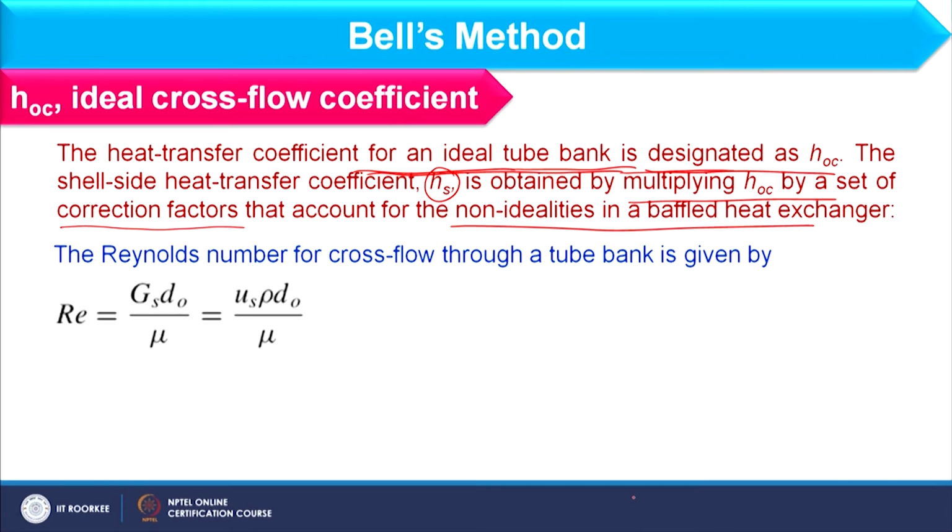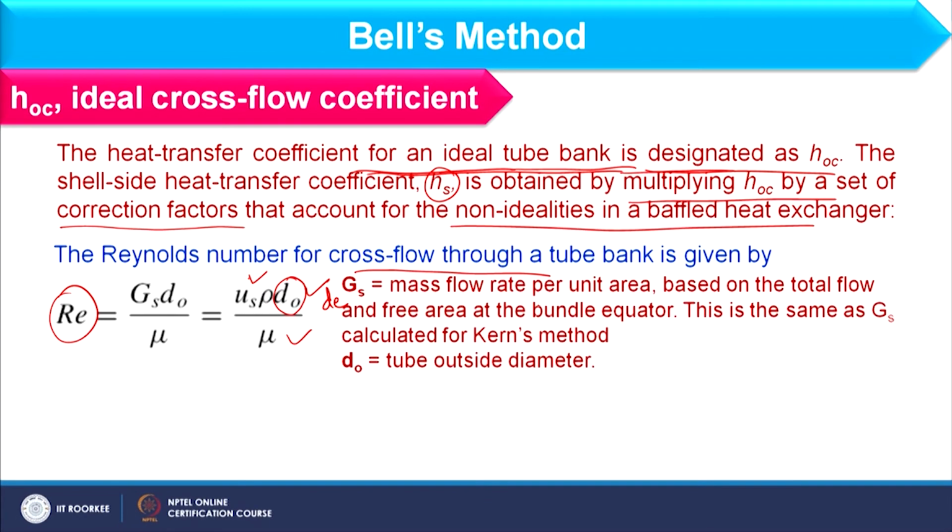For that, we have to calculate Reynolds number for cross flow through a tube bank, and Reynolds number is basically a function of shell side velocity, density, dO and mu. So, here you should consider dO instead of dE. Equivalent dia we do not have to consider here. Okay.